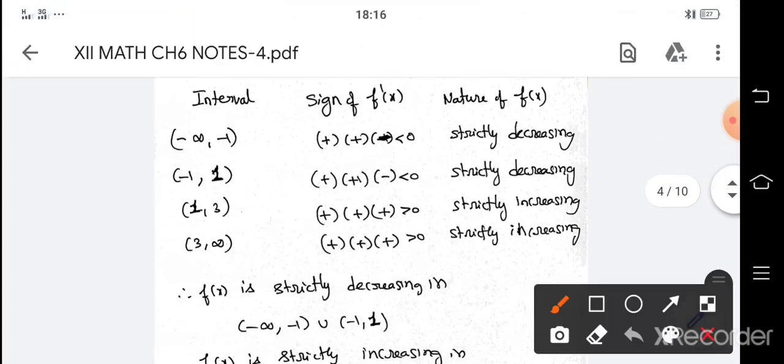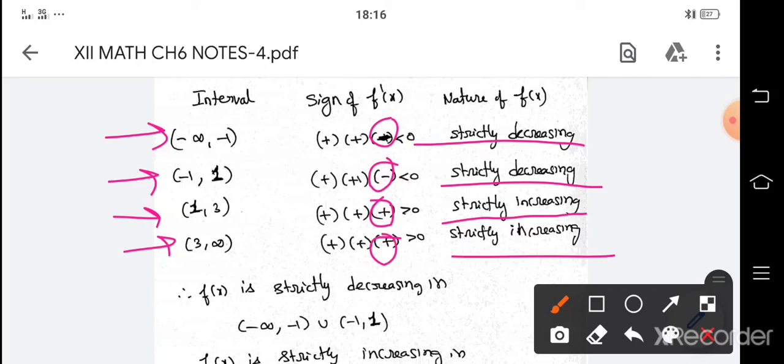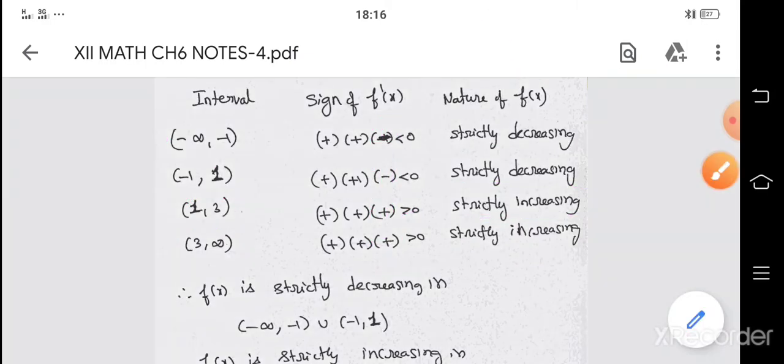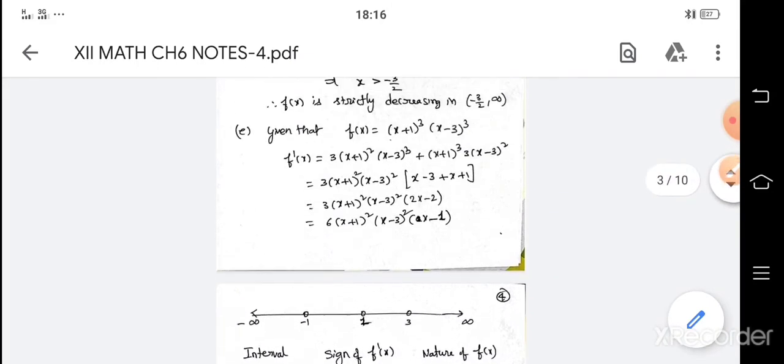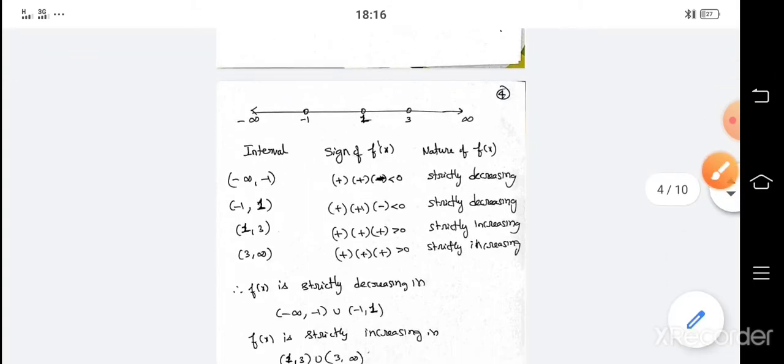I have taken the sign of that: minus infinity to minus 1 decreasing, minus 1 to 1 decreasing, because x minus 1 is negative in both the cases, and 1 to 3 strictly increasing, 3 to infinity strictly increasing, because x minus 1 is positive in those cases. Because between 1 and 3, taking 2, x minus 1 will be positive. So the third sign is meant for x minus 1. The other two are plus only always, because they are having squares on them. So it depends on x minus 1 only.